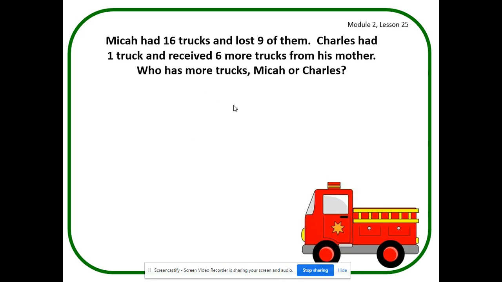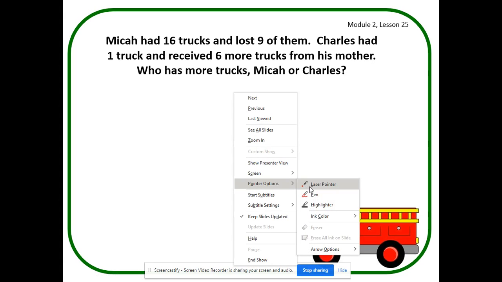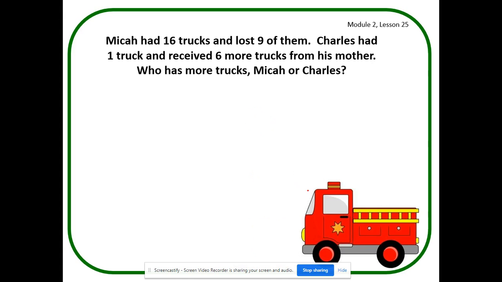Go ahead and get your pencil or your marker. Go ahead and make a line like this. And we're going to put an M for Micah on one side. And we're going to put a C for Charles on the other side, because we're going to solve to see who has more trucks. Ready?